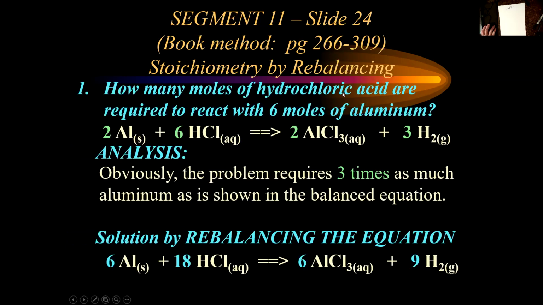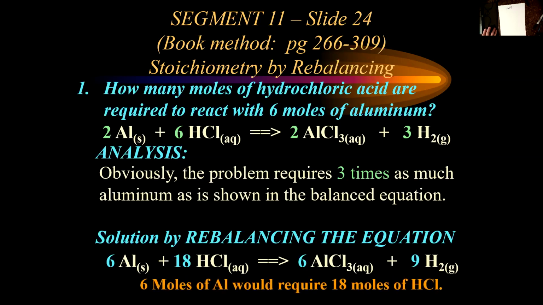But we just answered the problem. How many moles of hydrochloric acid? 18. See how easy that mole-to-mole stoichiometry problem was? All we did is rebalance the equation to make it look like what the problem was asking for. That's the method we're going to be using. So 6 moles of aluminum requires 18 moles of hydrochloric acid.